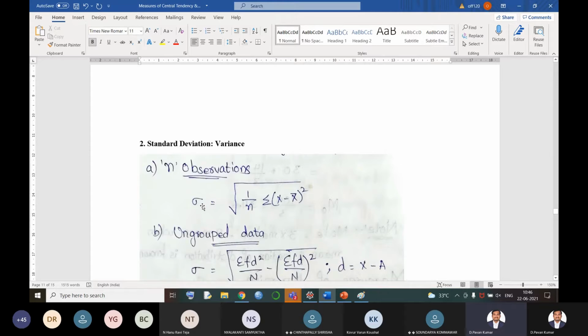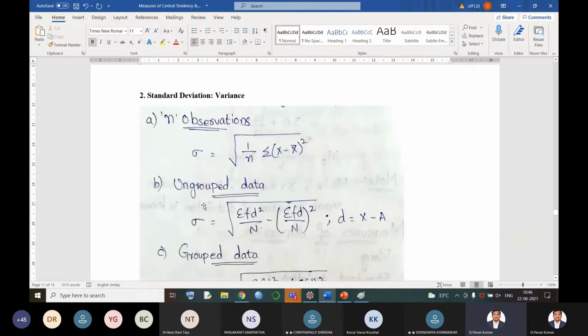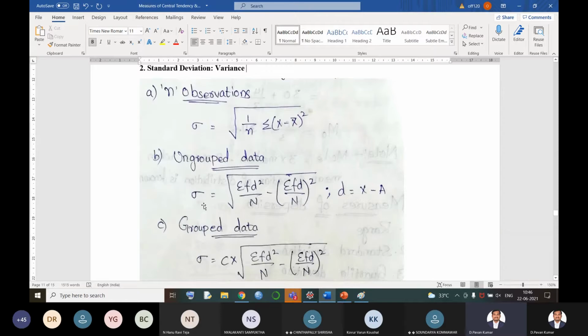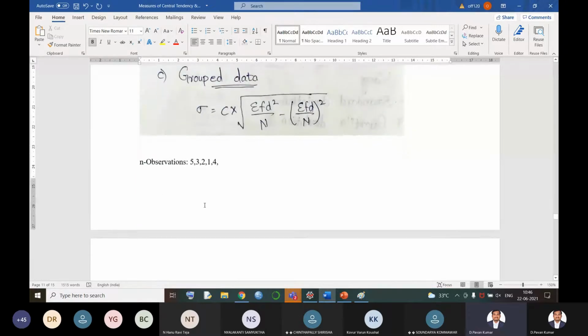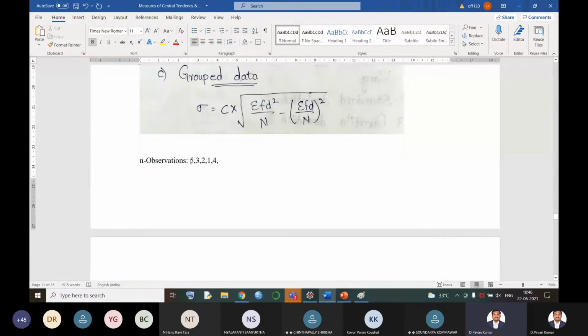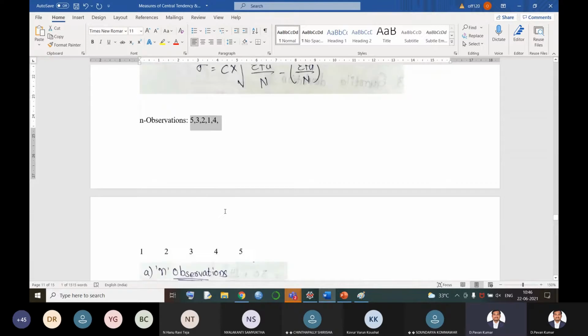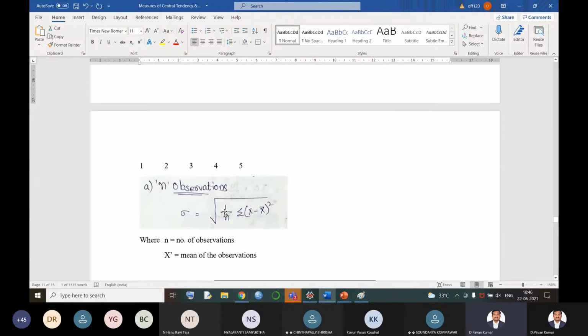And this is also one of the most preferred measures of dispersion. And again, we have three categories. What are those categories? N observations, ungrouped data, and as well we have grouped data to find the answer. Let's start with the n number of observations. Let's take the same example, n observations. I just gave you 5 observations here. So how do we take up this problem?